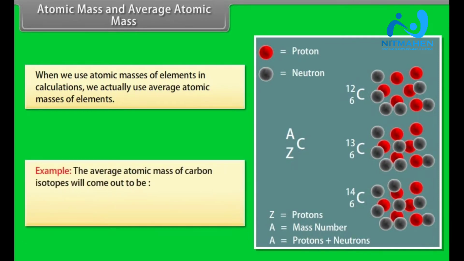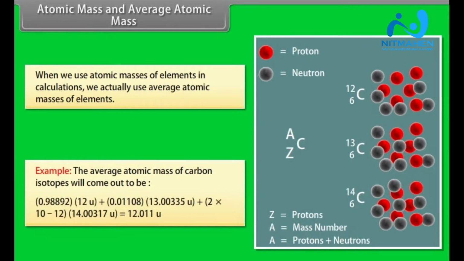Example: the average atomic mass of carbon isotopes will come out to be 0.98892 × 12 u plus 0.01108 × 13.00335 u plus 2 × 10^-12 × 14.00317 u is equal to 12.011 u.